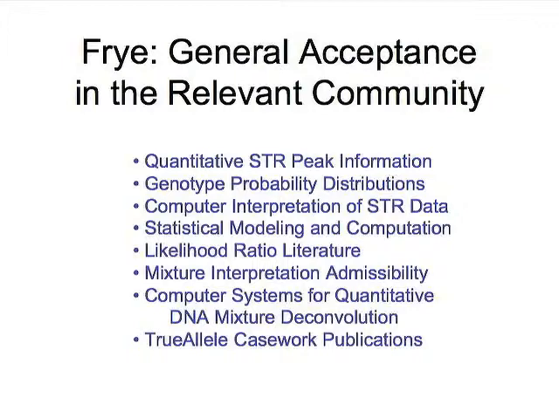not the practitioner community. And we went through, looking at the literature, we gave them a CD with over 60 articles on it, different PDFs, and explained to the judge, this precedes the jury, that quantitative STR peak information has been published ever since STRs existed about 30 years ago. Genotype probability distributions date back to the beginning of genetics.